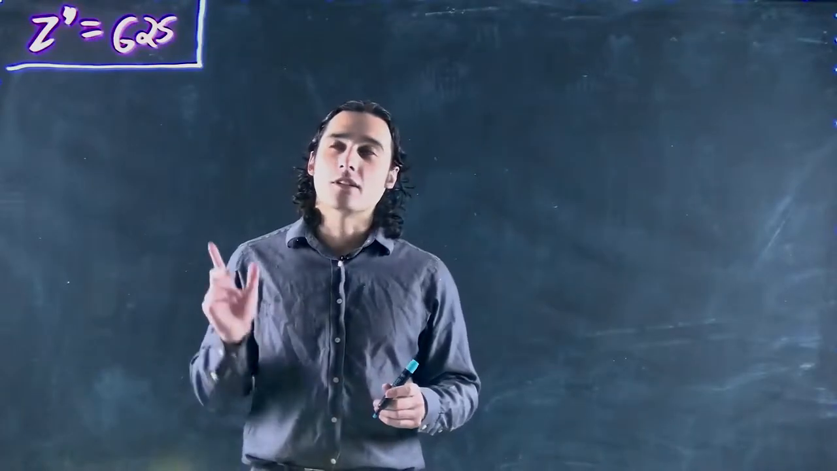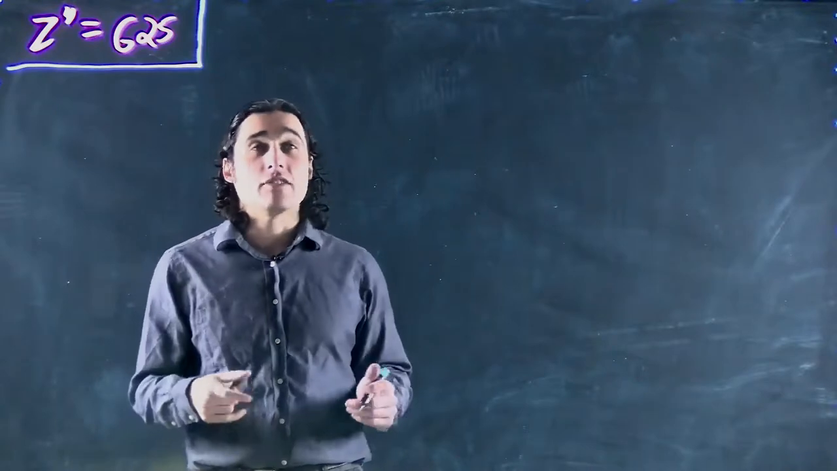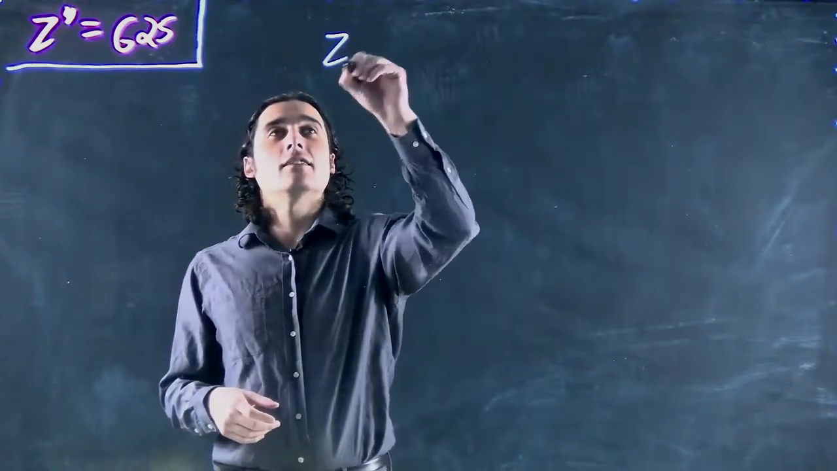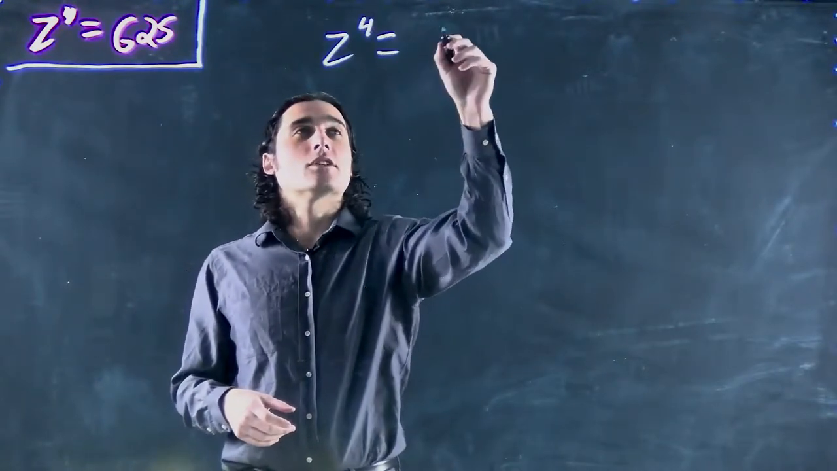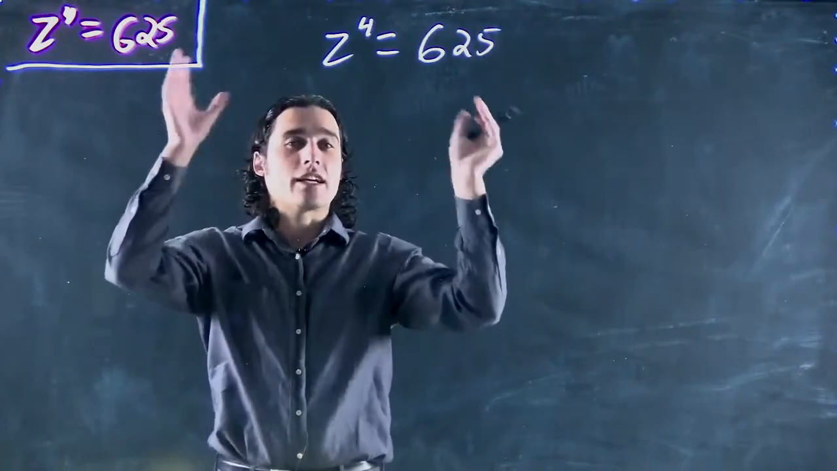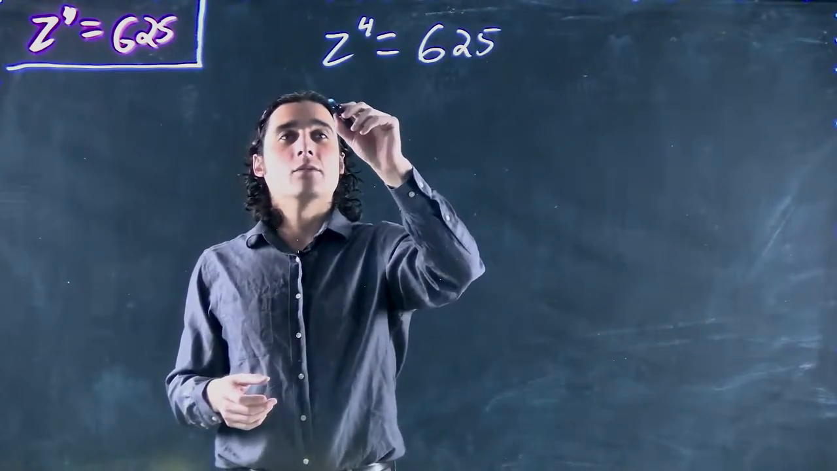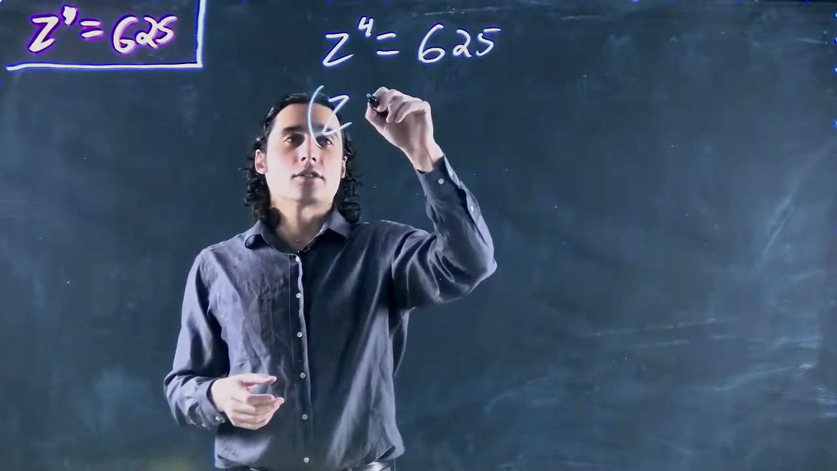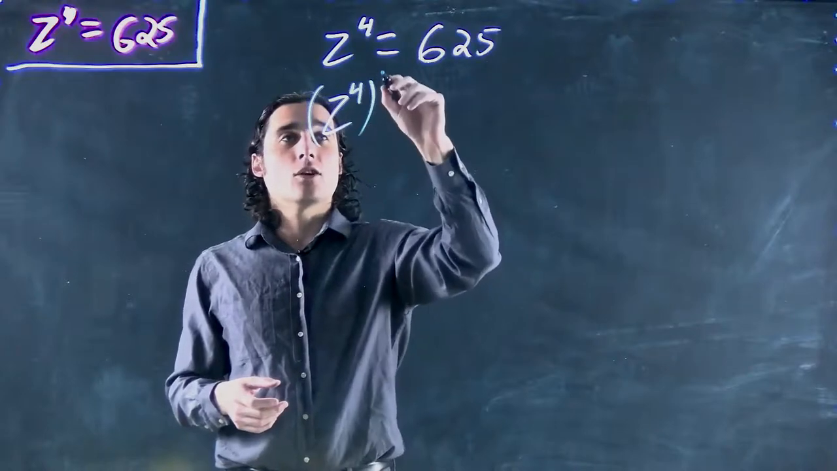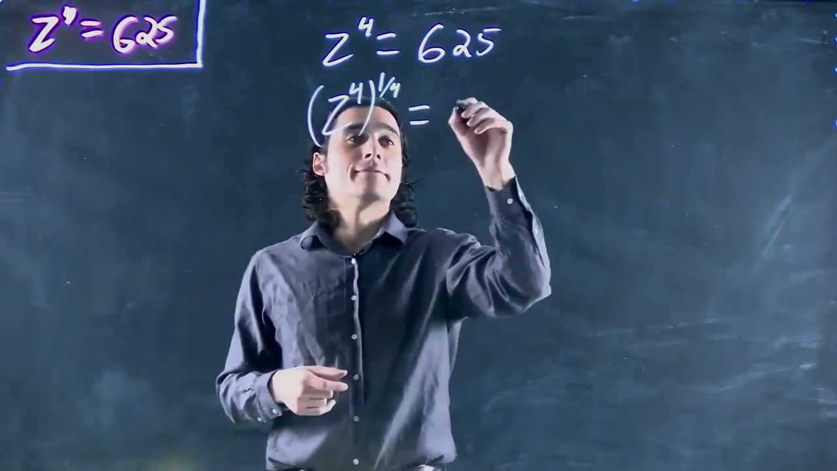Hello again. We're still looking at power functions. And in this case, we've got an even power. We've got z to the 4 is all equal to 625. Remember, since we don't have to do any kind of rearranging, we just want to get rid of the fourth power. To do that, we are going to take the inverse power of both sides. So 1/4, or in other words, the fourth root of both sides.